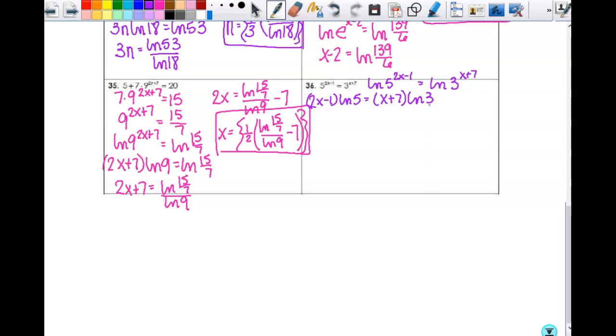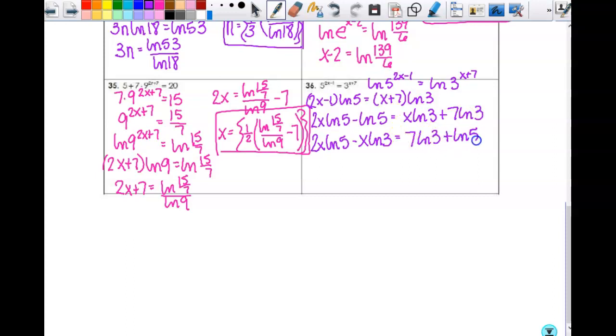Then I have to distribute, so I get 2x times the natural log of 5 minus the natural log of 5 equals x times the natural log of 3 plus 7 times the natural log of 3. I'm going to put everything with an x on the left-hand side, so 2x times the natural log of 5 minus x times the natural log of 3 equals 7 times the natural log of 3 plus the natural log of 5.